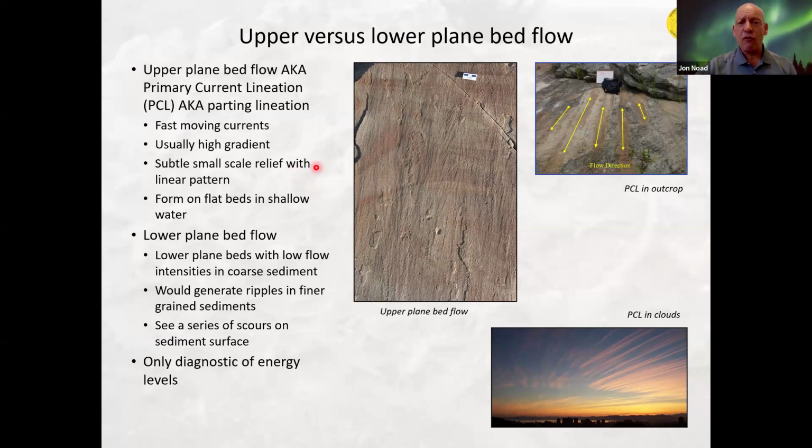So what you should be looking for, if you see these kinds of streaks on a bedding plane, you can be fairly confident you've got a fast current and you're making primary current lineations. Once again, you see these in clouds as well.